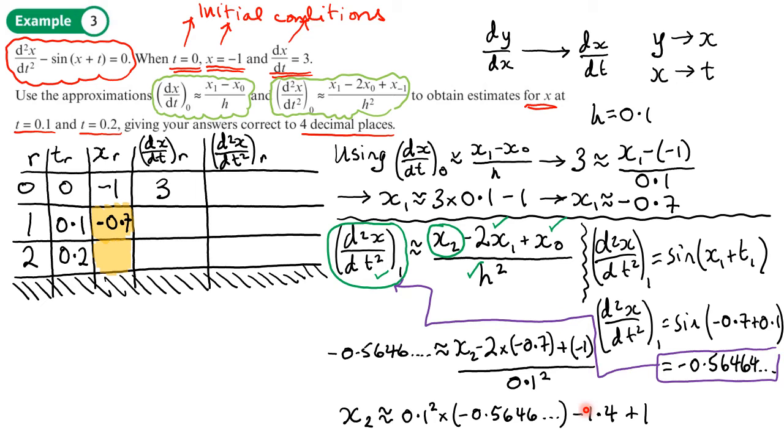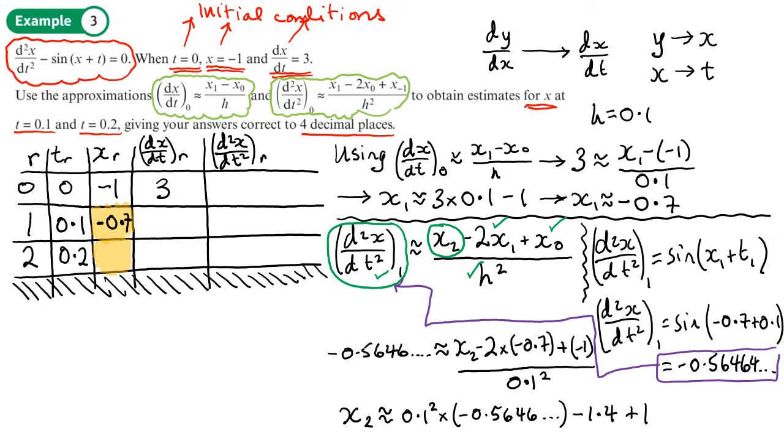And maybe you'll recognize this from what we derived before, because here we have x2 is approximately 2 times x1 minus x0, so minus negative 1, plus h squared times by d squared x over dt squared at 1. Yeah, so this is basically what we derived before.